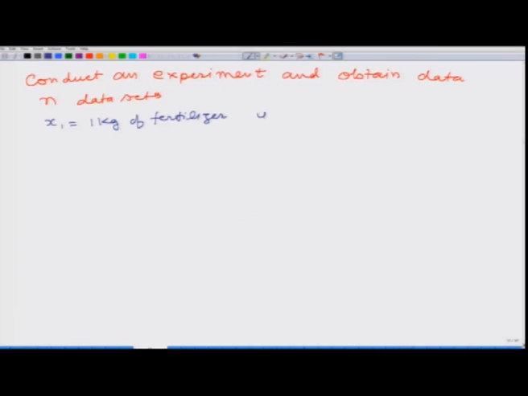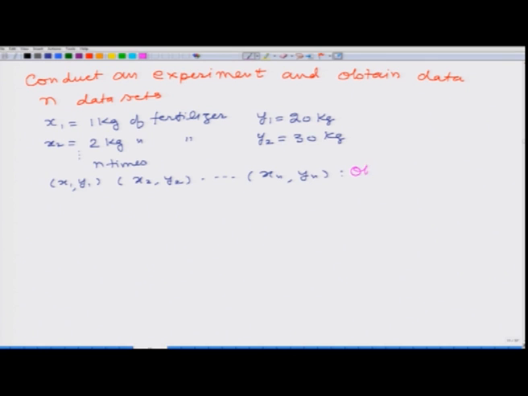So, suppose I get the yield y1 equal to, suppose, 20 kilogram. Then the next time I take 2 kg of fertilizer, and this will be the value of x2. And suppose I get 30 kg of outcome, 30 kg of yield. So, this is going to be my y2, and so on. I try to repeat it n times. So, what will happen? At the end I will have data something like x1 y1, x2 y2, and so on, say xn yn. So, this is my observed data set.